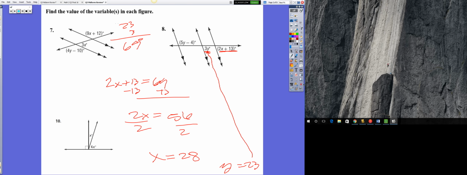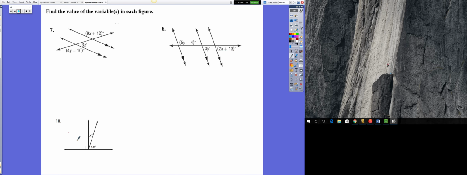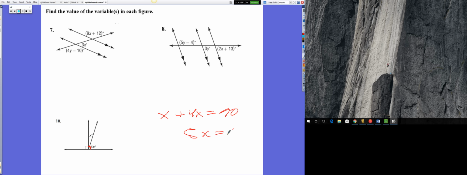Okay, number 10. This is 90, and these two added together are also 90, because it's a straight line. There's got to be 180. So x add 4x has to equal 90. 5x is 90. Divide by 5. Divide by 5. X equals 18. Okay. Next page.